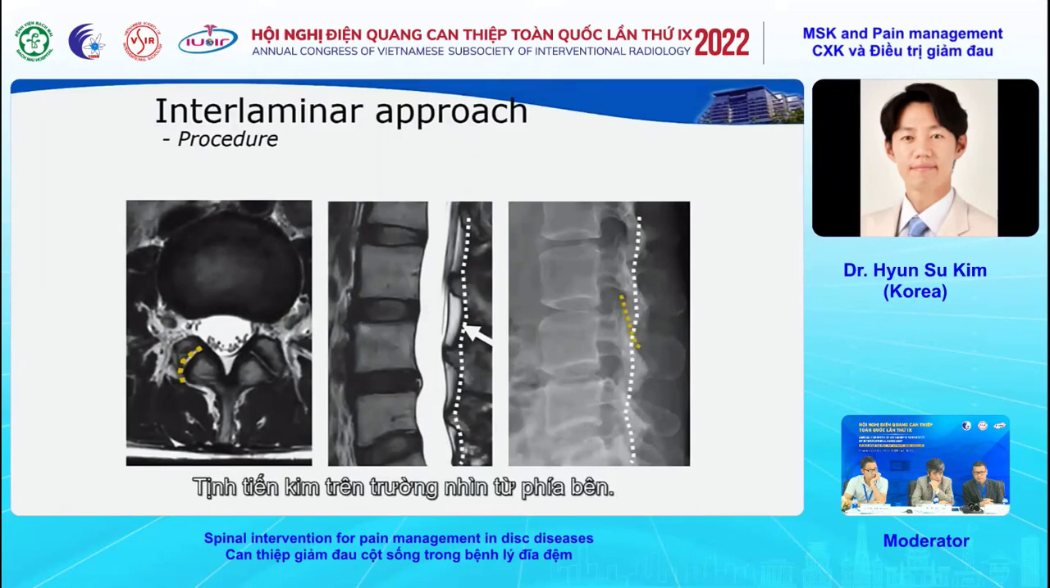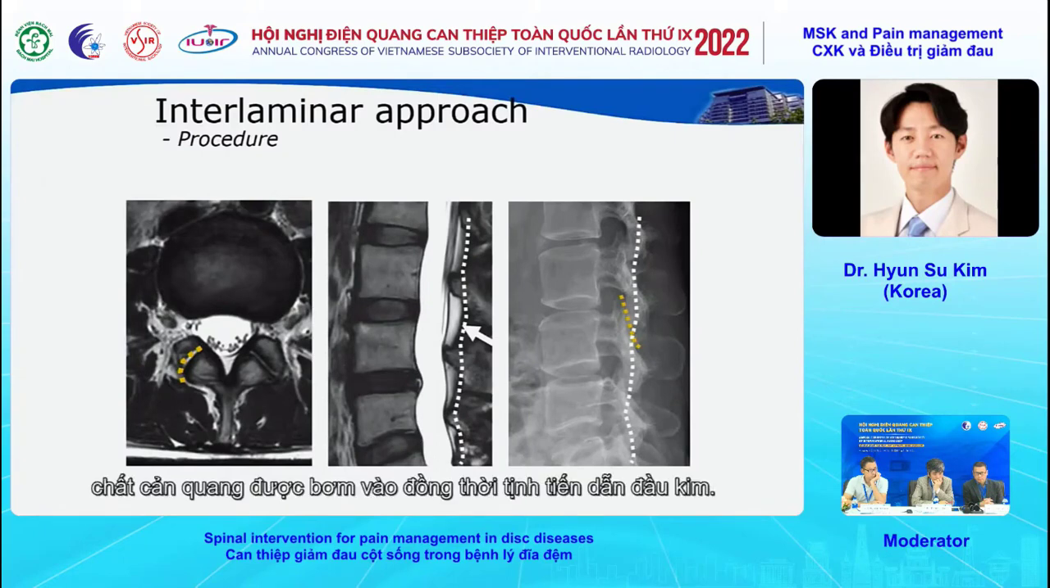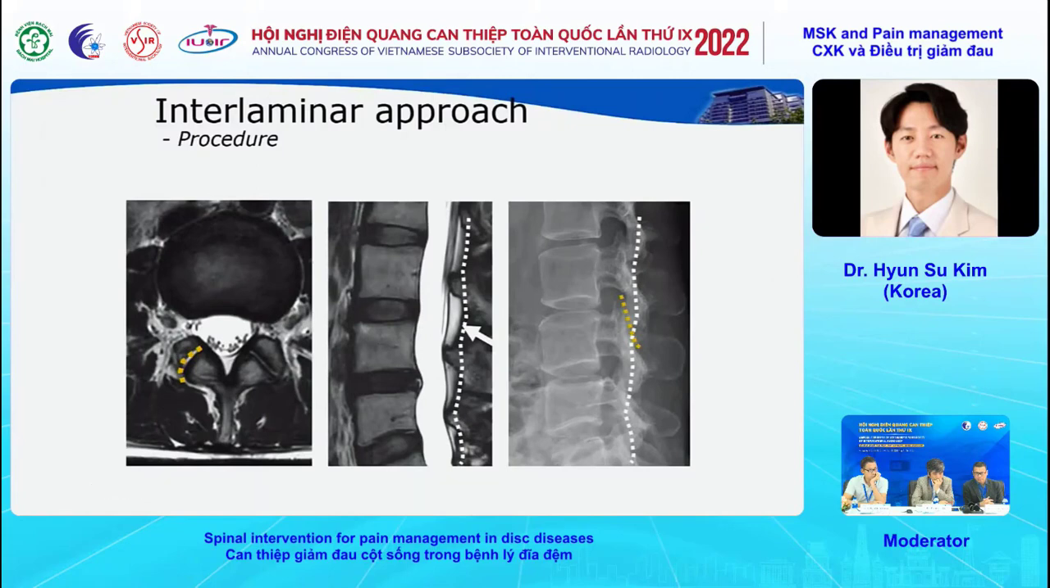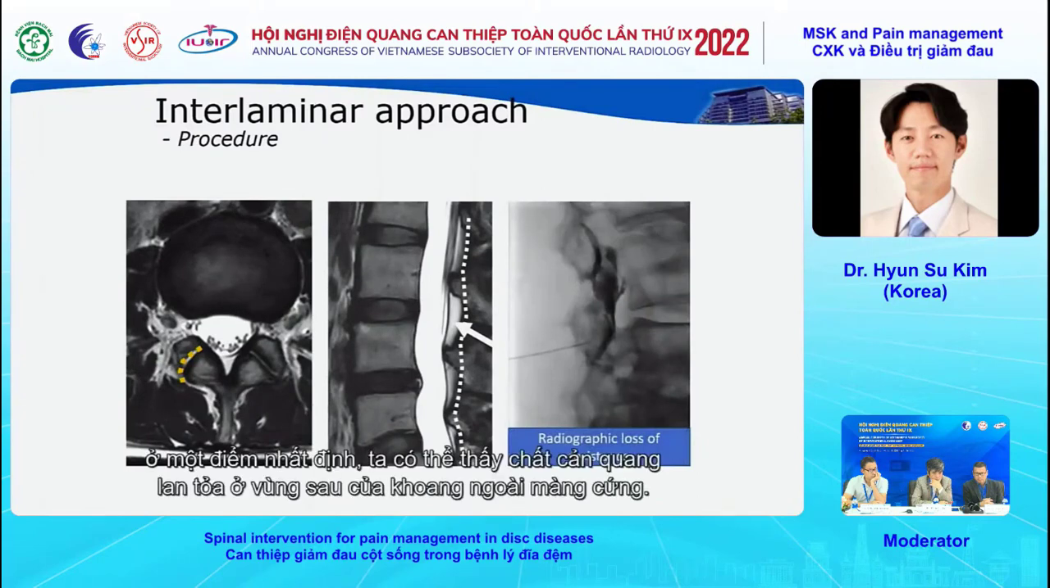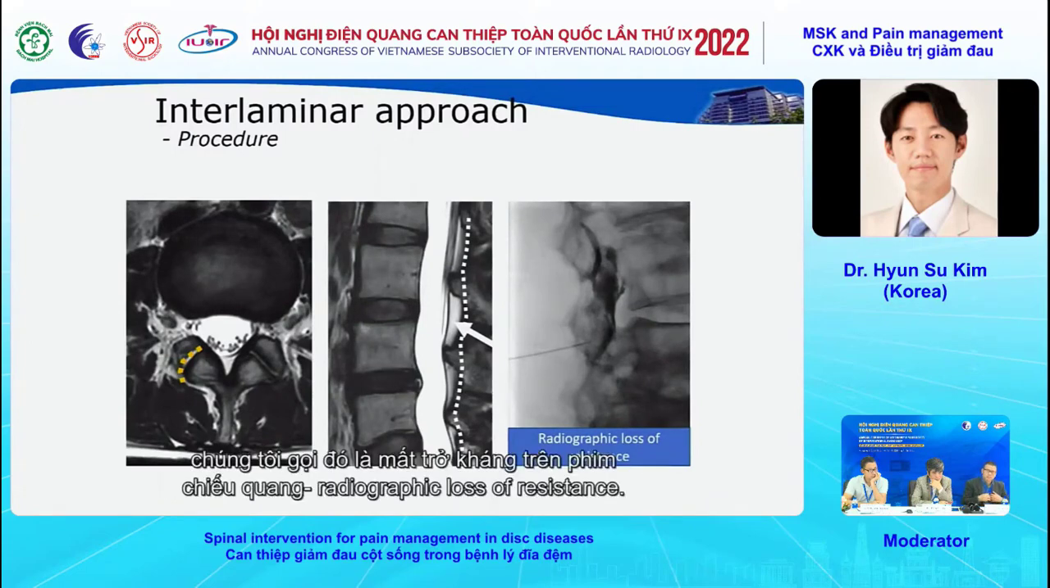On the lateral view, we advance the needle tip. It is located around the posterior half of the facet joint. The needle tip should be around the ligamentum flavum. Then a small amount of contrast agent is injected while slowly advancing the needle. When the needle passes through the ligamentum flavum, at a certain point, we can identify contrast material spread along the posterior epidural space, which we call a radiographic loss of resistance.